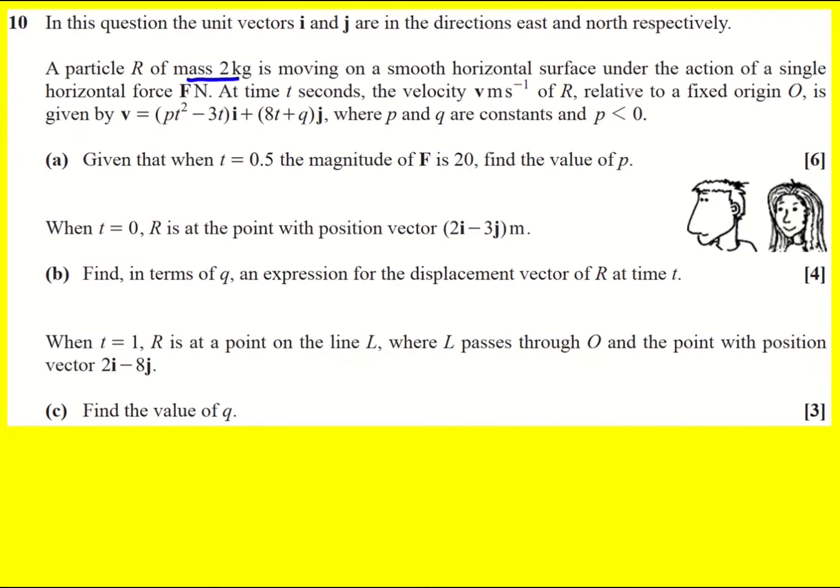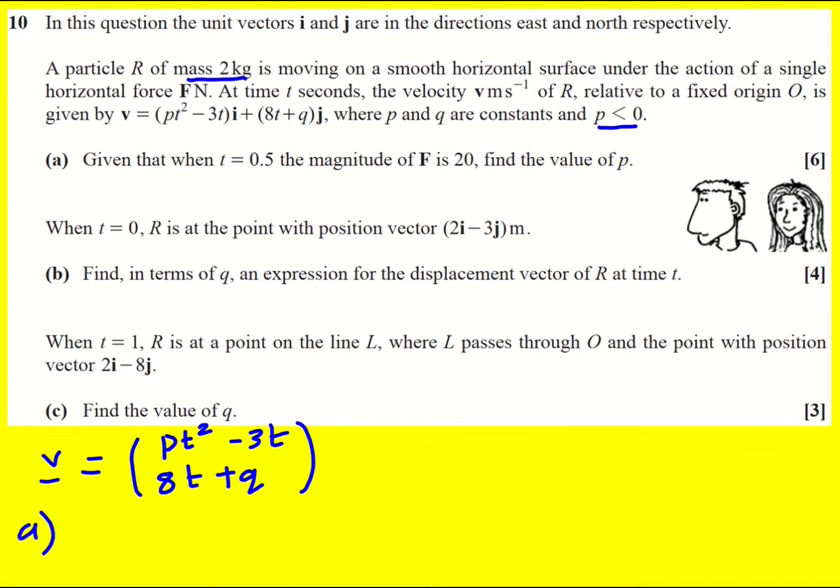We have a particle of mass 2 kilograms, just going to underline that, moving on a smooth horizontal surface under the action of a single force. At time t seconds, we have the velocity relative to a fixed origin, and it's given by this. So I'm straight away going to put it in vector form. I just think it's easier to deal with. If you want to deal with i's and j's throughout, then of course you can. P and Q are constants, and P is less than 0. Just going to underline that.